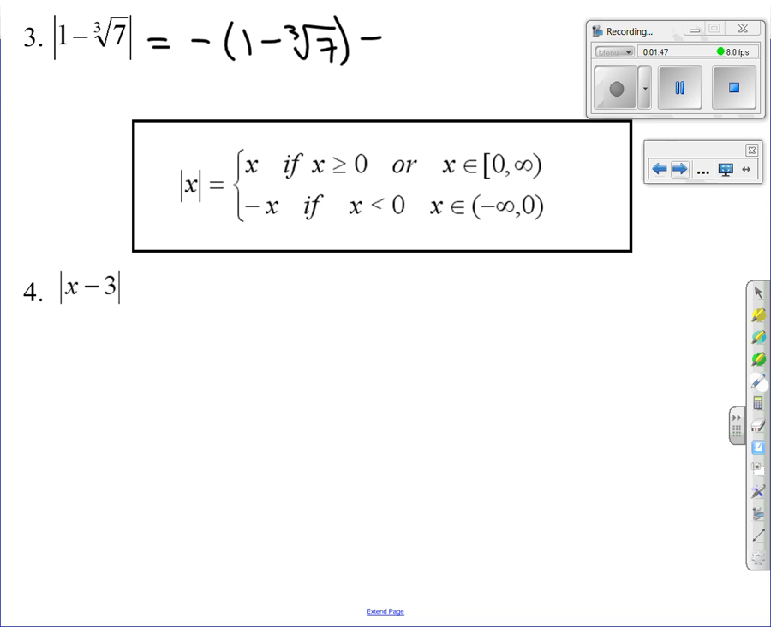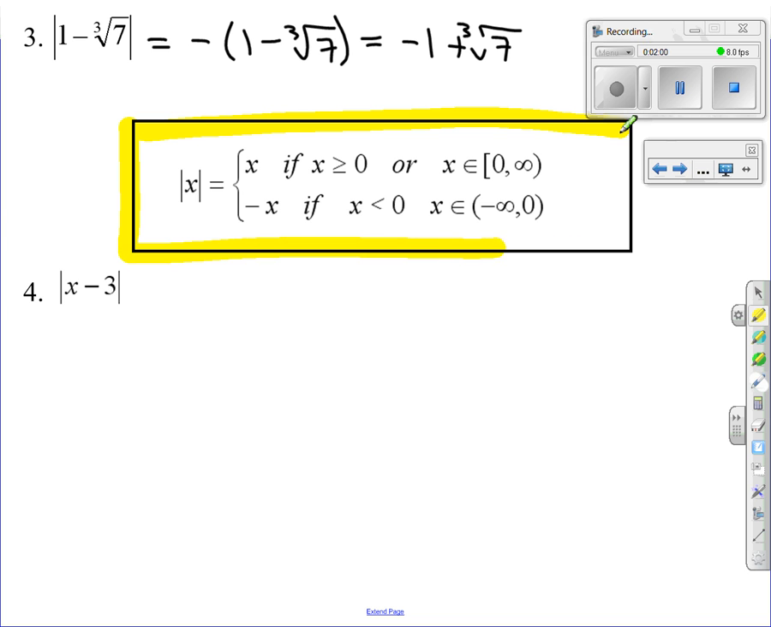Now this can be simplified. I didn't do it on that last one, but that could become minus 1 plus the cube root of 7. So here's your basic theorem or guide, that there's two possibilities really: if the value by itself is greater than or equal to 0, we can just leave it as is because it's positive already, or 0. Now if it's negative though, we must put a minus sign in front of it.